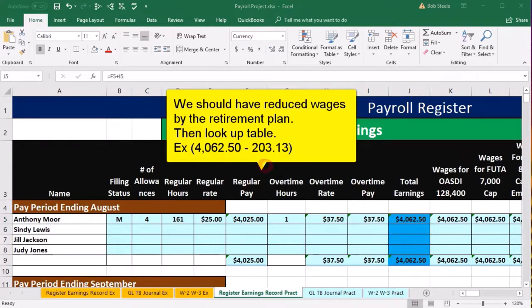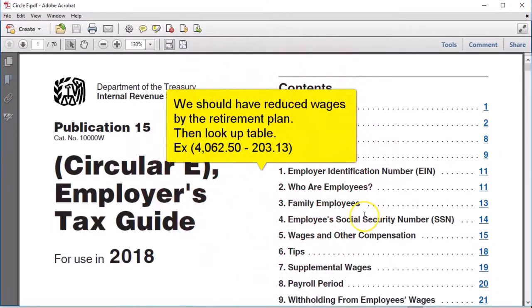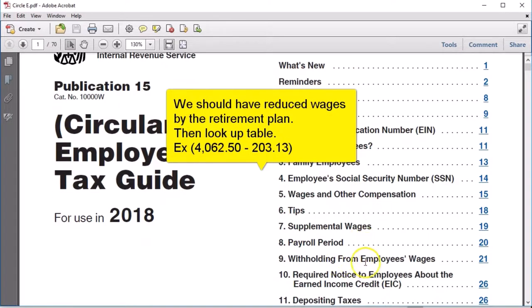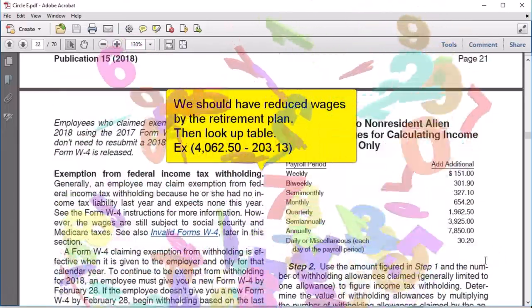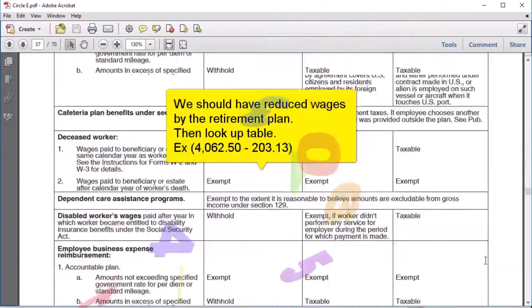We're going to go to the Circular E to do this. So it'll be a simplified calculation. We'll go to the Circular E. We have to look these up in the tables. So we're looking up withholding. So I'm going to start by going down to page 21. And then I'm just going to scroll down just using the page down until we get to the table calculations here.